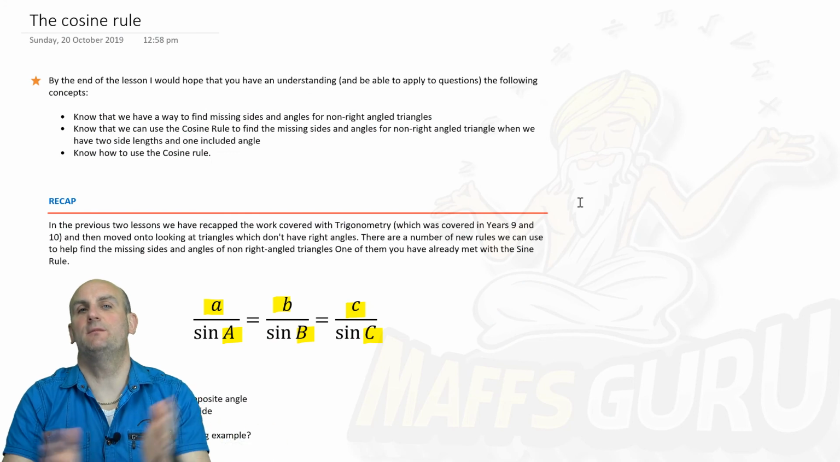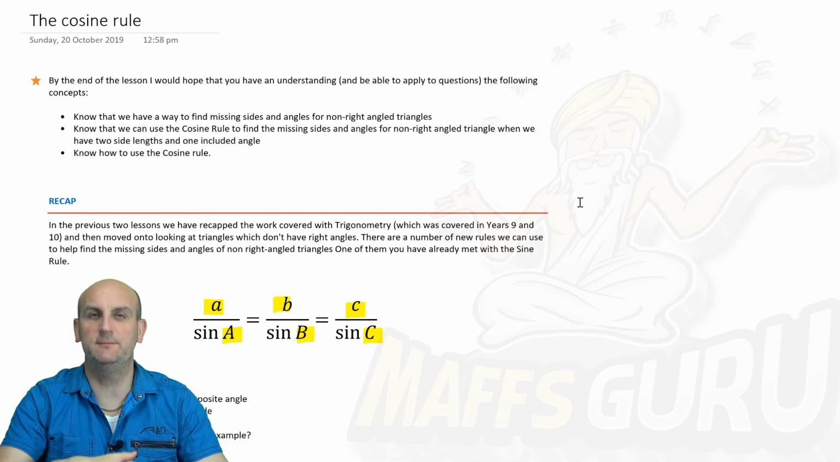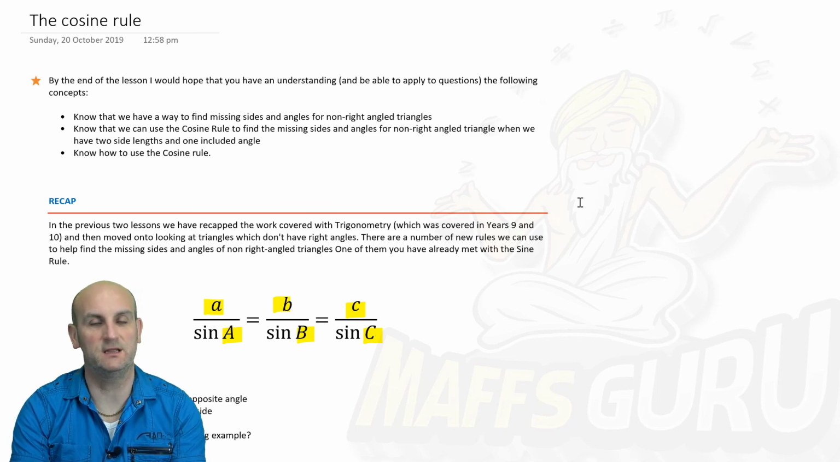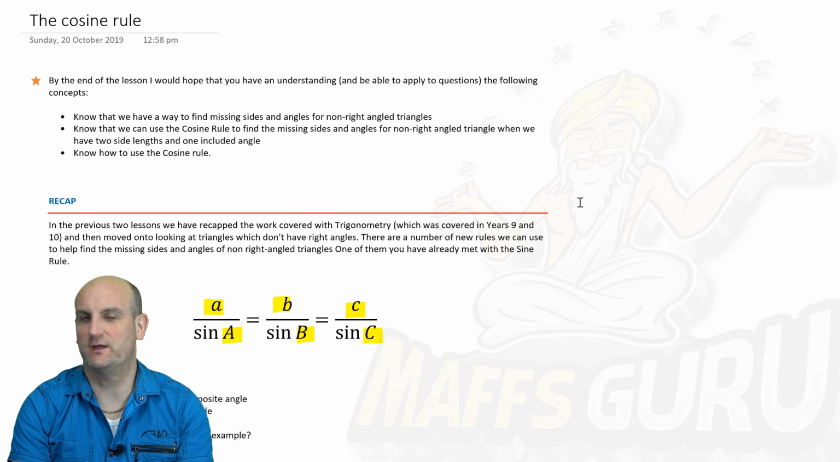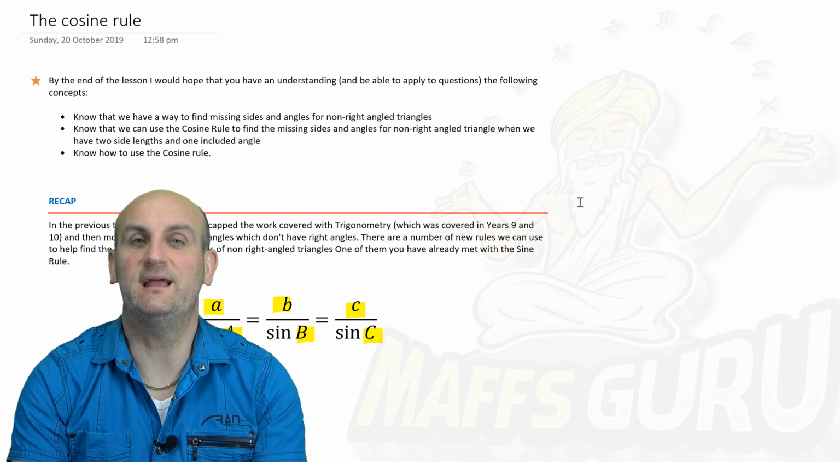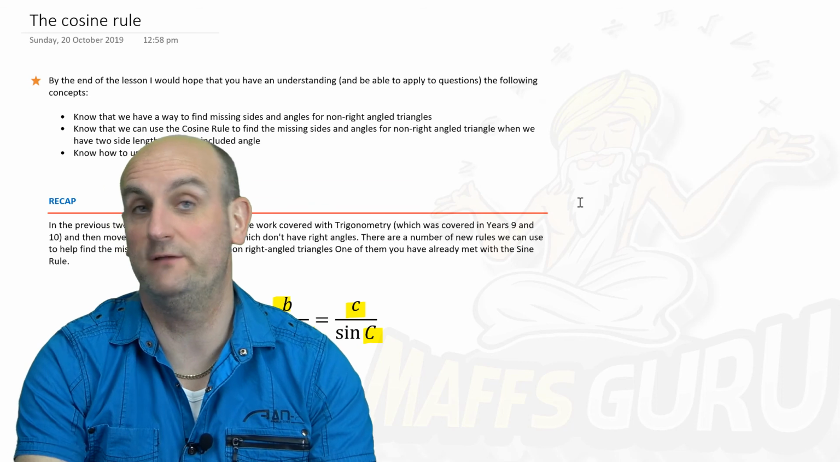And sadly, ladies and gentlemen, that is the end of the cosine rule. 19 minutes in and we are done. Hopefully it's been useful. We've used the cosine rule to find missing sides, and a rearranged version of the cosine rule to find missing angles. We have looked at how they are used in exam questions, and I think I'm ready for a lie down.